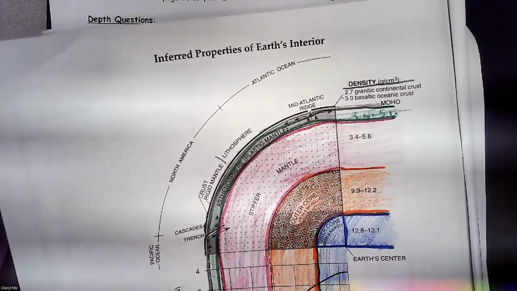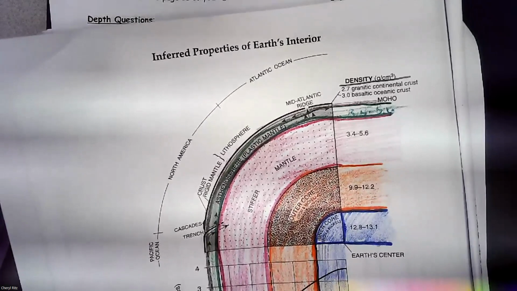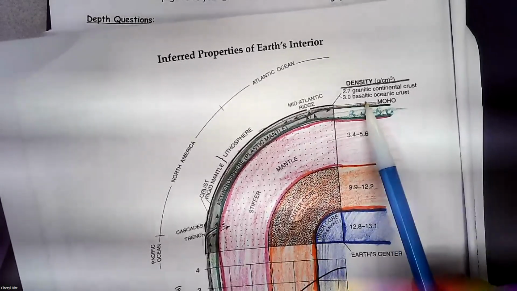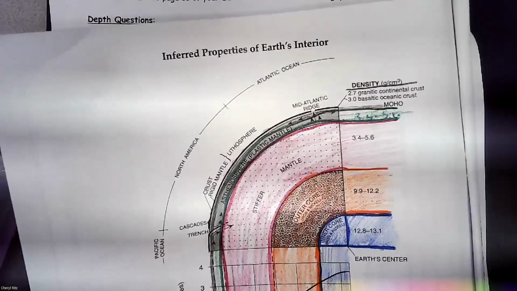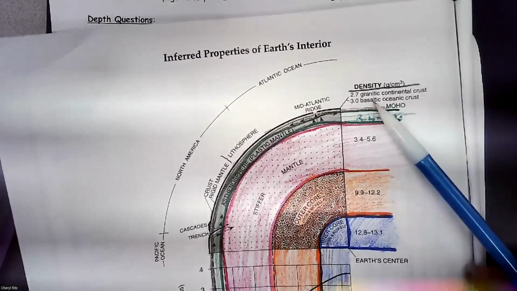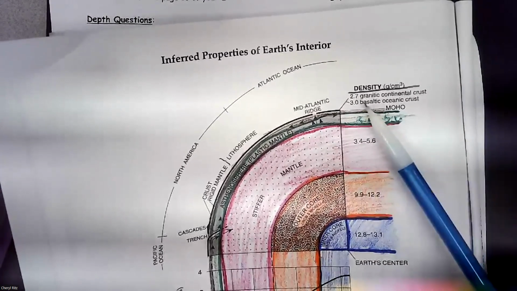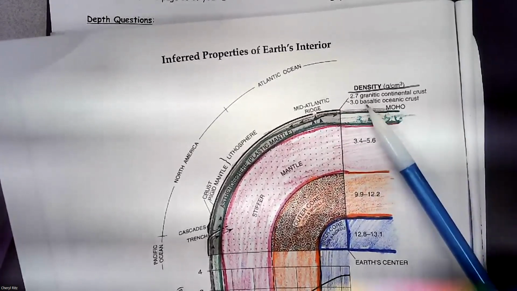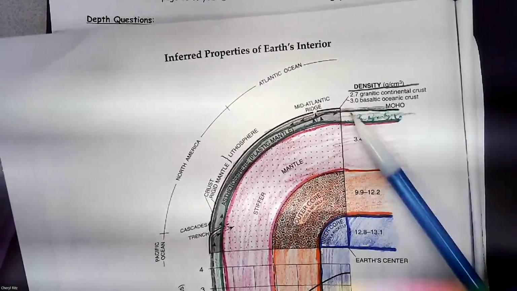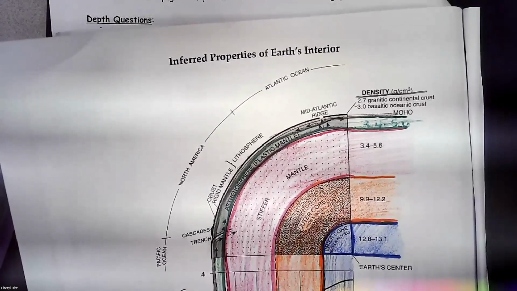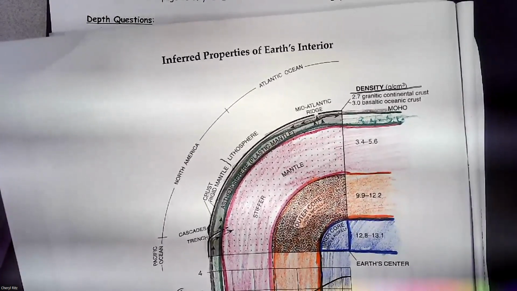What it's made out of. So what's the ocean crust made out of? Basalt. Now it says basaltic. That's just saying it's made out of basalt. And I'm assuming you can figure out granitic, made out of granite. Okay, so basalt and granite have slightly different densities. Keep that in the back of your head, that granite and basalt have slightly different densities.